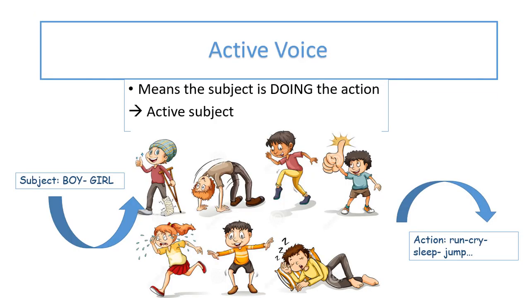So the active voice means that the subject is doing the action. This is an active subject. يعني هو subject he is performing something. For example هون هذا subject هو boy أو girl. Here the action is run, cry, sleep, jump. So لما يكون عنا active voice البوي or girl بيكونوا عم يعملوا a certain action, doing anything.